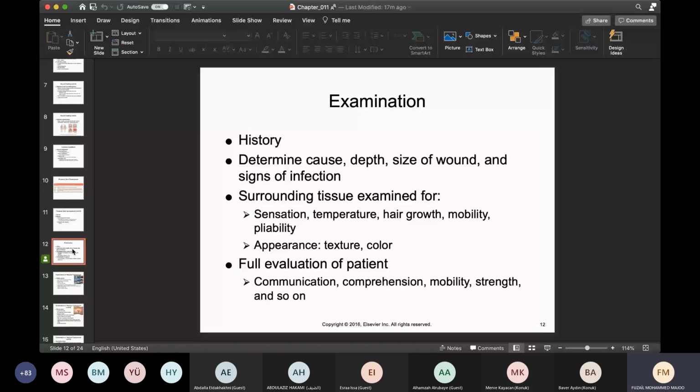Aside from that, you end up doing the full evaluation of your patient. So you examine their communication as well as their comprehension. And you look at their strength, look at mobility, et cetera, et cetera.